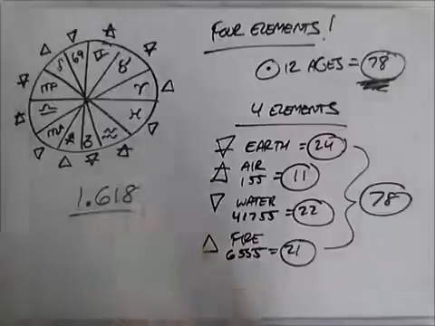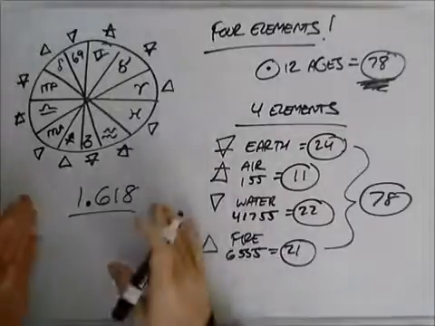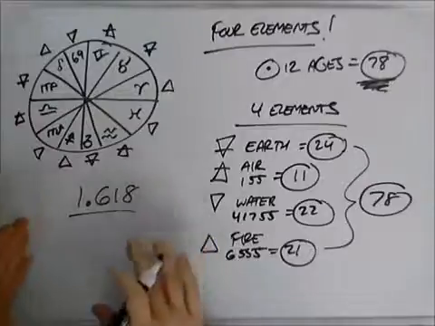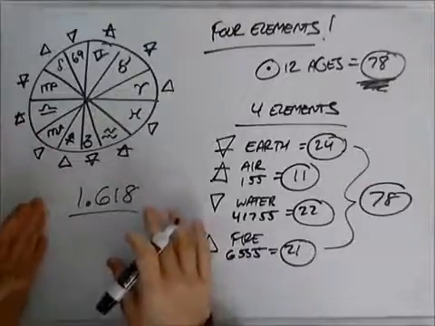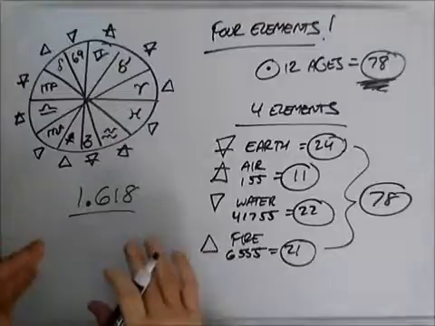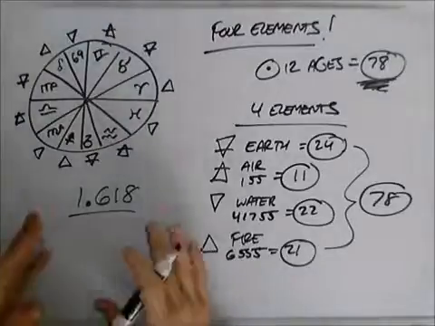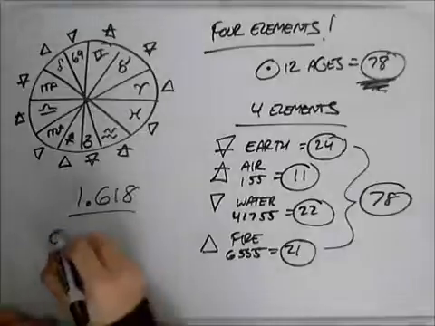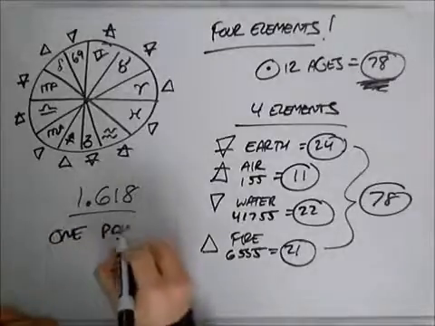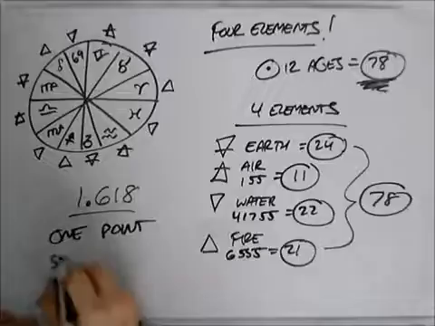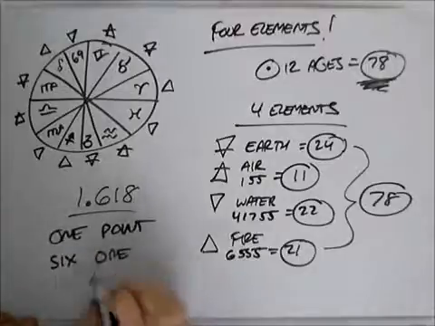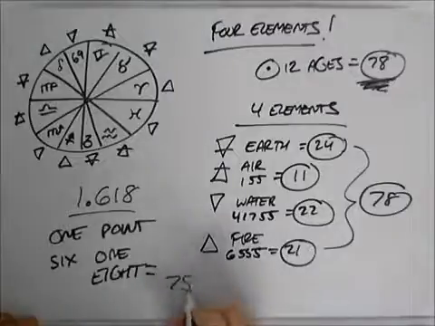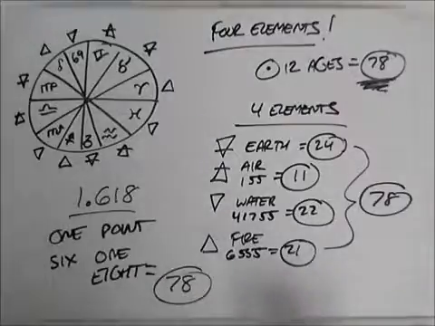1.618. This is the golden mean, the golden ratio, the golden proportion. It's the golden number. It's the balancing point. Mean is a balancing point. This is called the golden mean. It's the balancing point of all nature. You find this everywhere. You find it in flowers, trees. It's on the human body. If you do the numerology for 1.618, and you can pause the video and double check this yourself if you'd like, it actually equals 78.